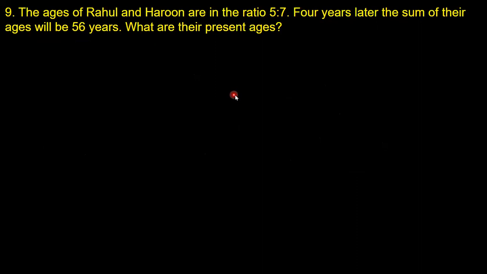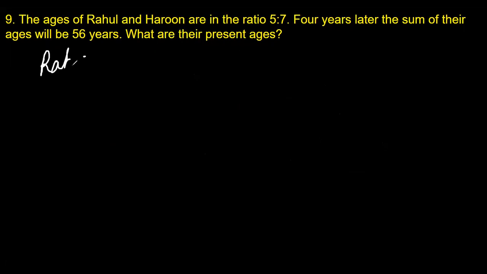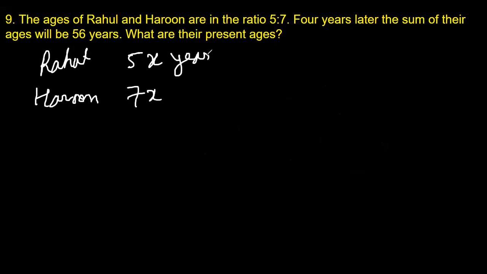The ages of Rahul and Haroon are in ratio 5:7. Obviously, whenever they are in ratio, you can take 5x and 7x, isn't it? So the age of Rahul is 5x, and Haroon is going to be 7x. Since they are talking about years, obviously this will be years, and this is also years.